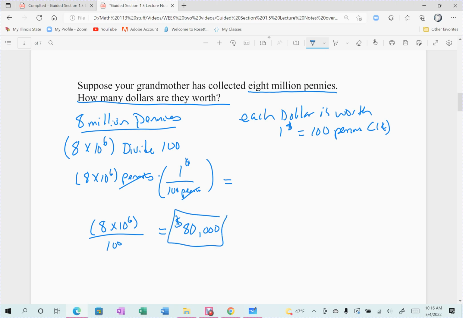All right. It's a pretty good chunk of change, right? 8 million pennies. Again, this would take up a lot of space, but a lifetime's a long time to collect pennies. The mint wouldn't like that very much because they like to keep the pennies in circulation. But that's how much it would be worth, $80,000.